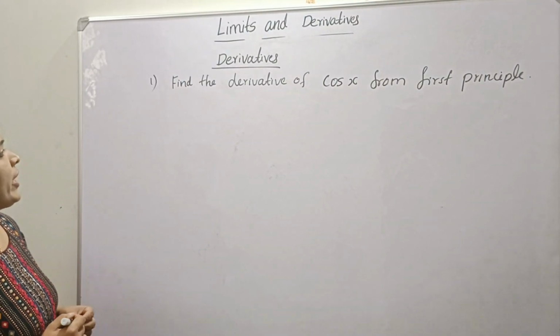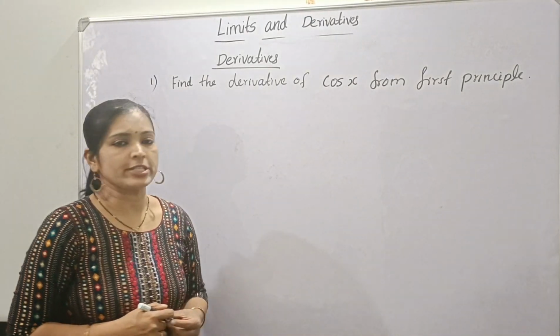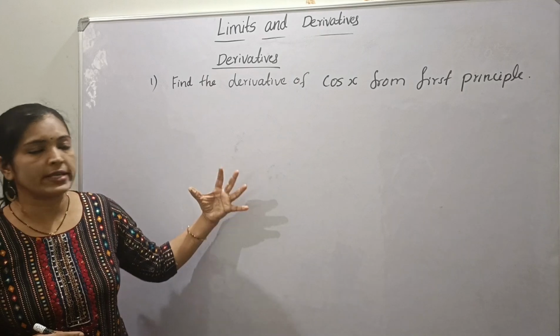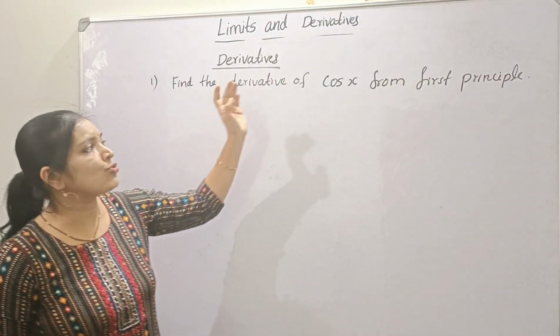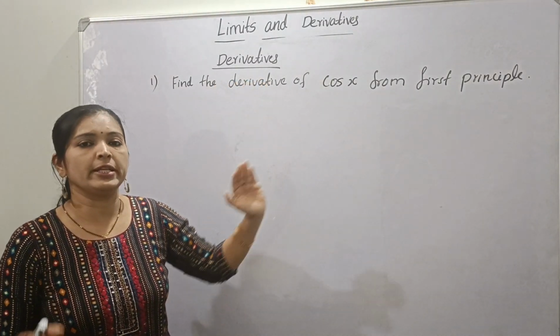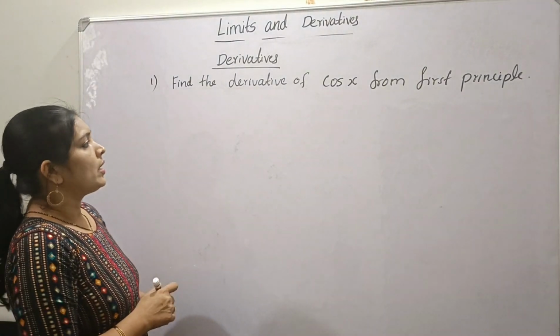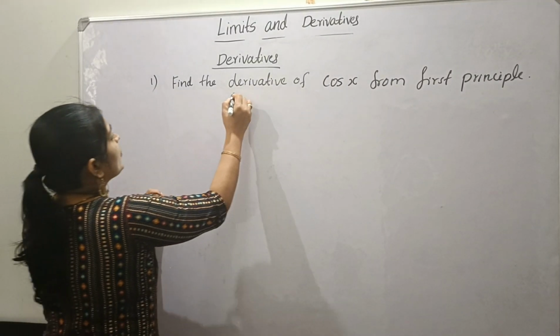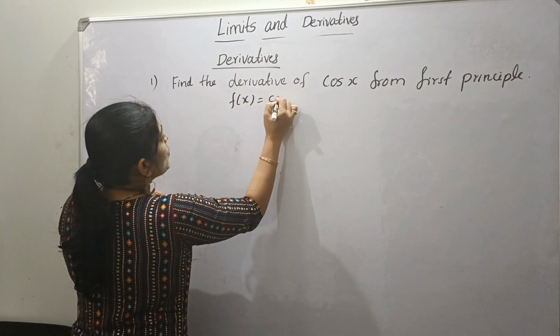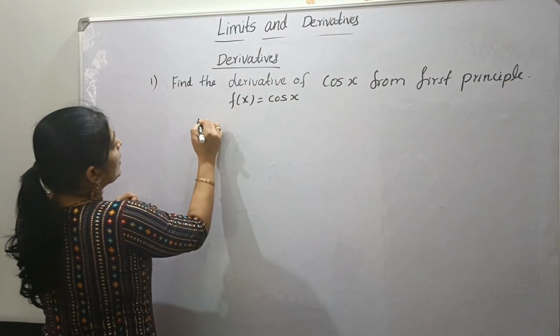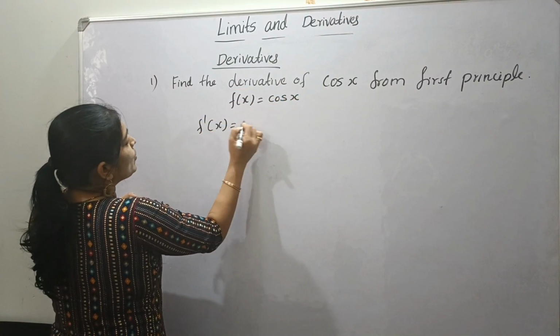Through this question: find the derivative of cos x from first principle. Okay, the given function is cos x. So we have to find the derivative of cos x from first principle, that is, by the definition of the derivative. Given function f of x is equal to cos x. Okay, f dash of x is equal to limit.